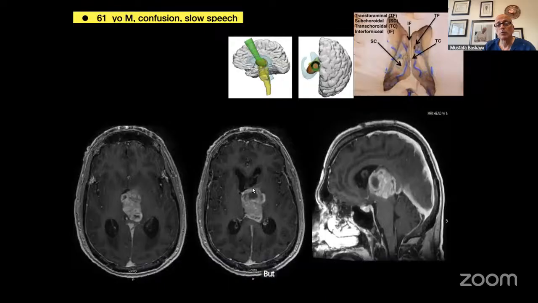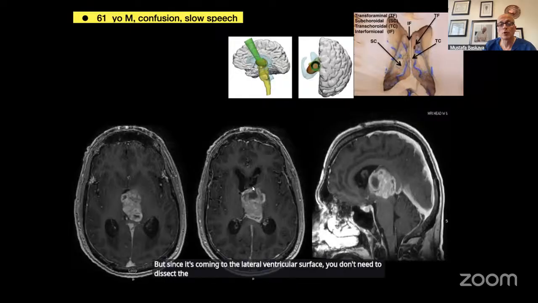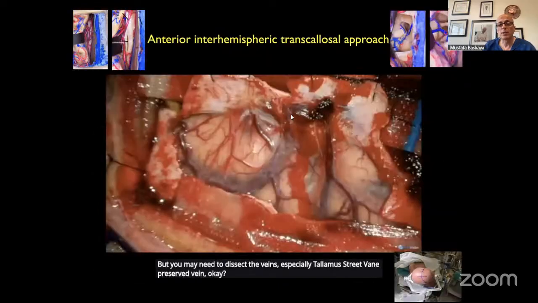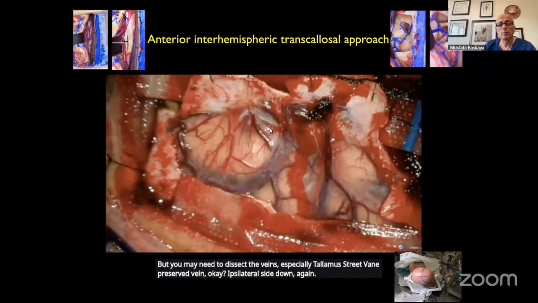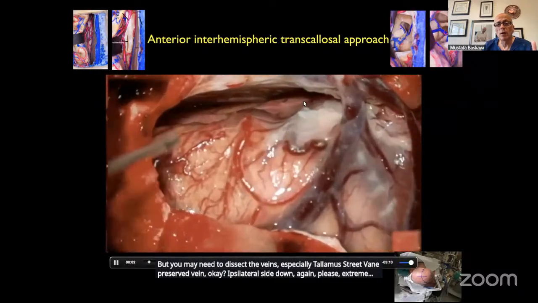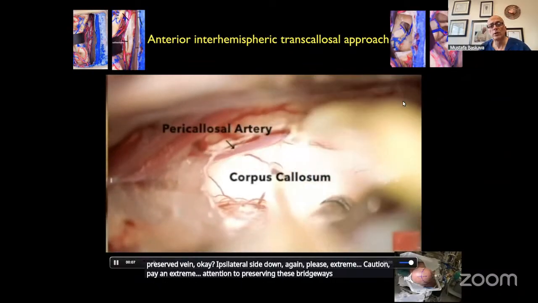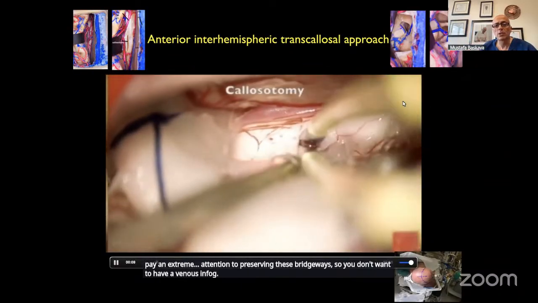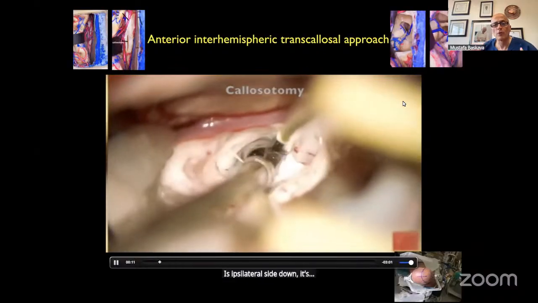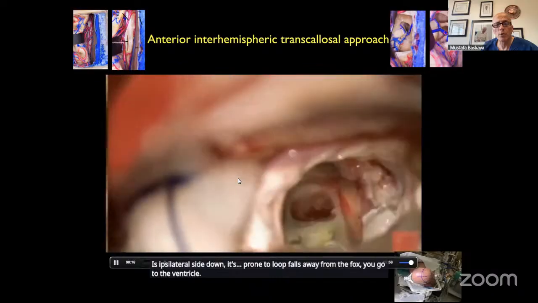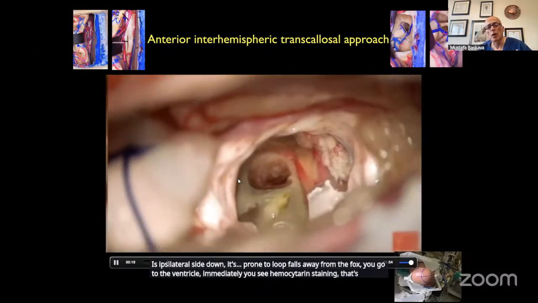But since it's coming to the lateral ventricular surface, you don't need to dissect the choroidal fissure, but you may need to dissect the veins, especially the thalamostriate vein, to preserve the vein. Okay, ipsilateral side down. Again, please, pay extreme attention to preserving these bridging veins, so you don't have a venous infarct. With ipsilateral side down, the frontal lobe falls away from the falx. You go to the ventricle. Immediately you see hemosiderin staining. That's the hemorrhagic part of the tumor.